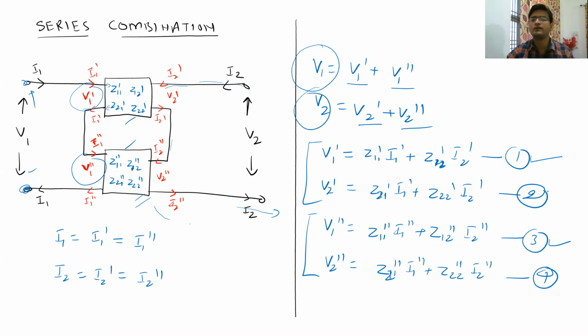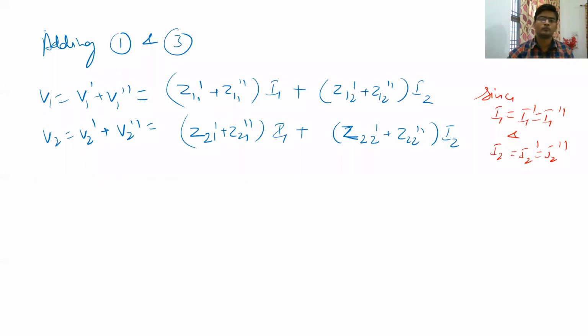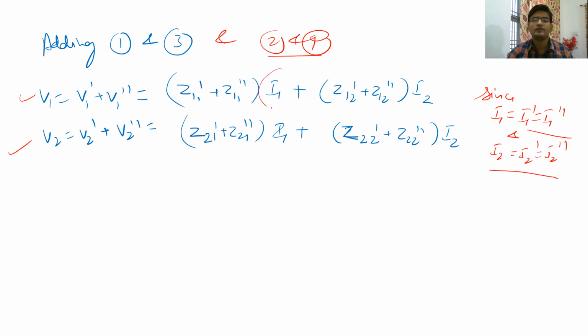So you will be adding equation 2 and equation 4. So on addition of equations 1 and 3 and 2 and 4, we get V1 and V2, and since I1 is equal to I1 dash is equal to I1 double dash and I2 is equal to I2 dash and I2 double dash, we have replaced all these I1 dash and I1 double dash with I1, and I2 dash and I2 double dash with simply I2. So we will get equations like this for V1 and V2, right?